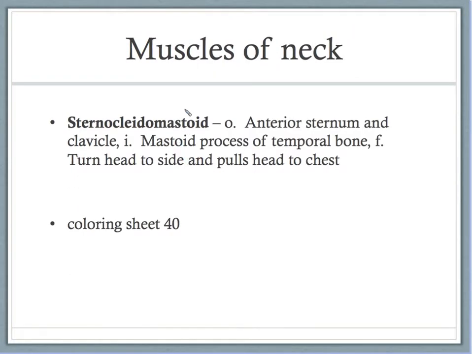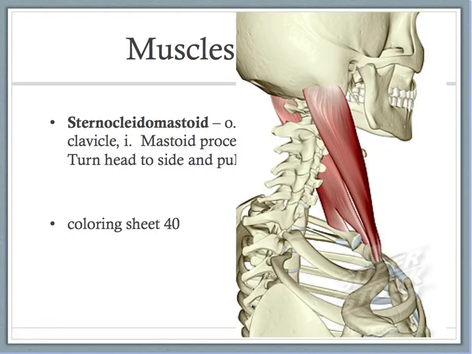The last one is going to be your muscle of the neck that we're going to talk about. It's called the sternocleidomastoid. So this one, sterno, refers to the sternum. Cleido refers to the clavicle. Mastoid refers to the mastoid process of your skull. So it originates at your anterior sternum and your clavicle, inserts at the mastoid process of the temporal bone, and turns your head to the side and pulls it to your chest. Essentially, put your ear towards your chest, and that's your sternocleidomastoid pulling. It looks like this. So when this side contracts, you're going to pull this ear down to your chest, down to here.